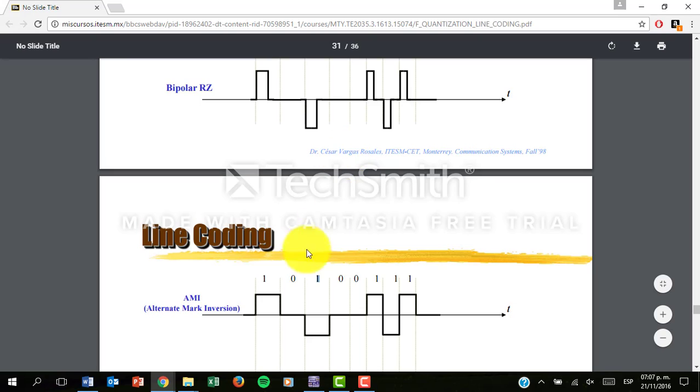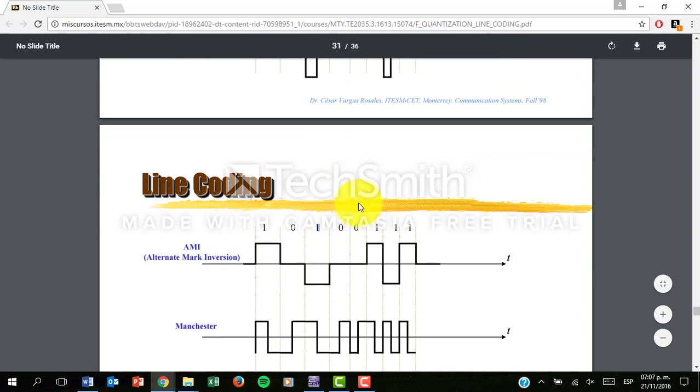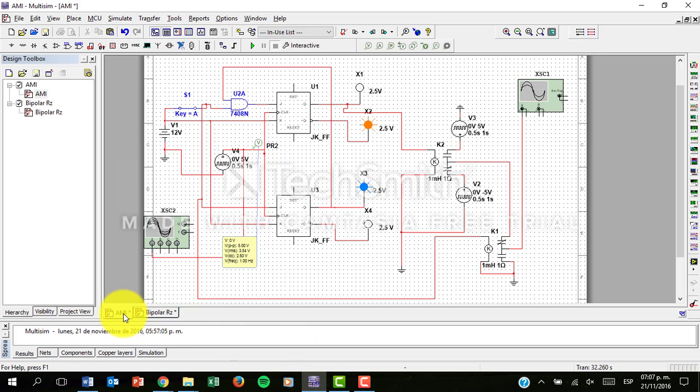The only difference is the pulse duration: this one has a complete pulse, and this one has half the pulse at each one. So for both of them, it's more or less the same configuration. We have a JK flip-flop.